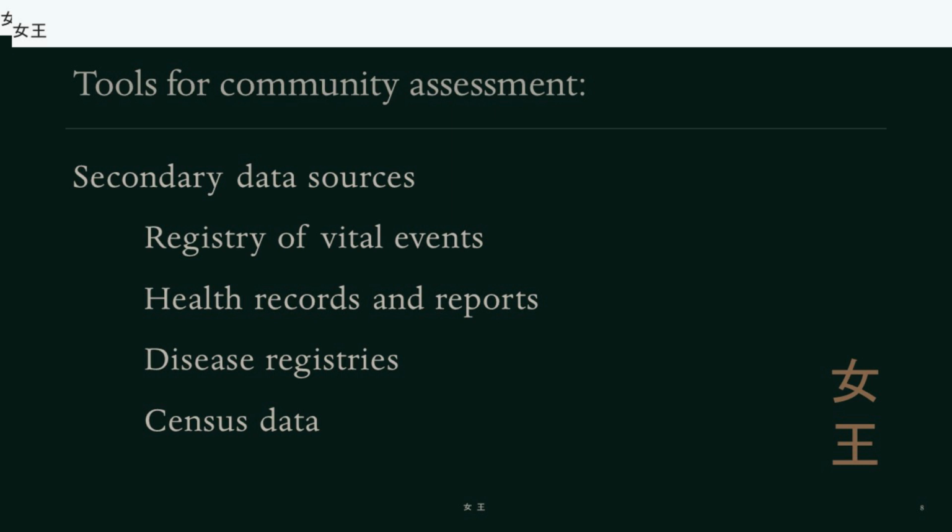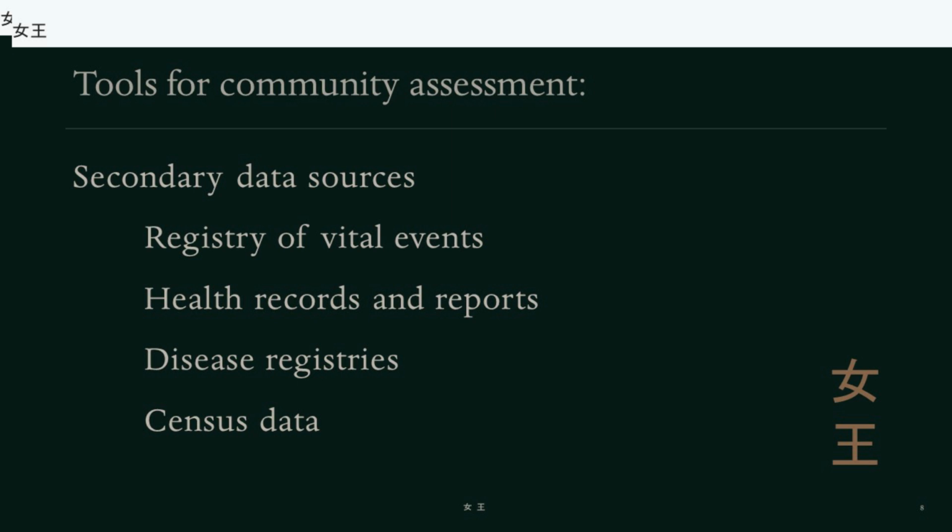Secondary data sources. Registry of Vital Events: Act 3753, the Civil Registration Law of the Philippines, legislated in 1930, established the civil registry system in the Philippines and requires the registration of vital events, such as births, marriages, and deaths. Health records and reports: as specified by Executive Order No. 352, the Field Health Service Information System is the official recording and reporting system of the Department of Health and is used by the NSCB to generate health statistics.